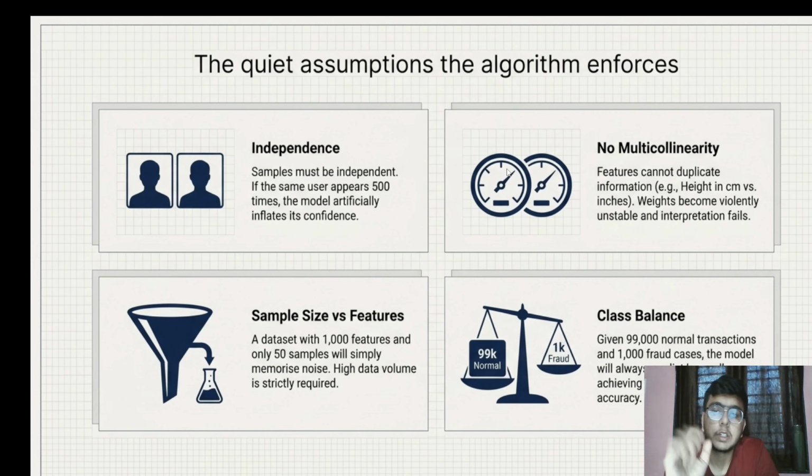And the fourth assumption is class balance. If you give 99,000 normal spam and 1000 fraud spam, then your model will always predict normal spam. In training, you can see 99% accuracy, you are happy, but in reality, this model fails because it does not provide proper data. When you feed data to logistic regression, it must contain some comparable amount of yes or no.